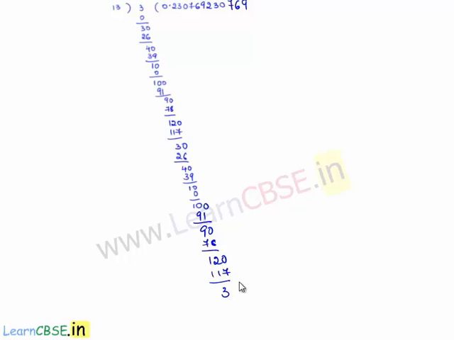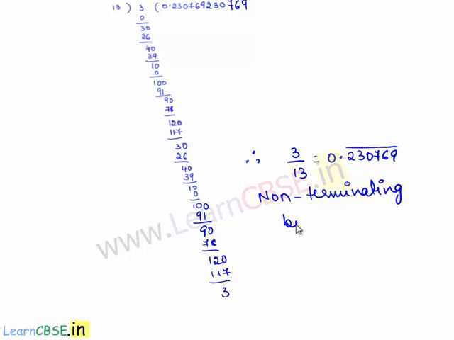When we go on solving the process, the remainder repeats itself. Therefore, the digits 230769 are repeating. Hence, the decimal expansion for 3 by 13 is equal to 0.230769 bar. Here, the decimal expansion is non-terminating but repeating.